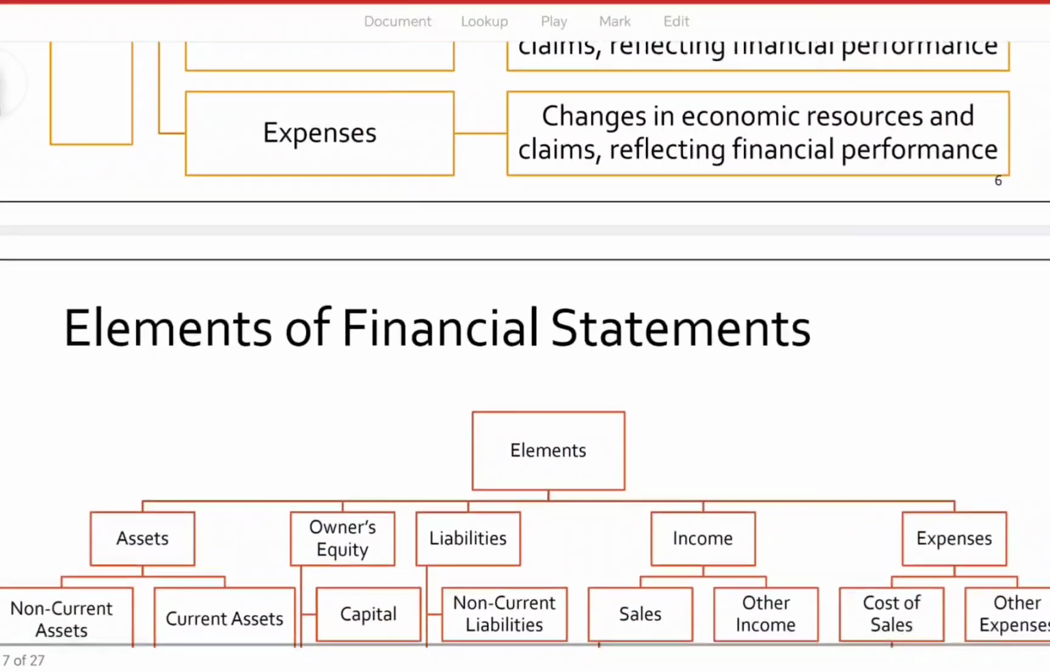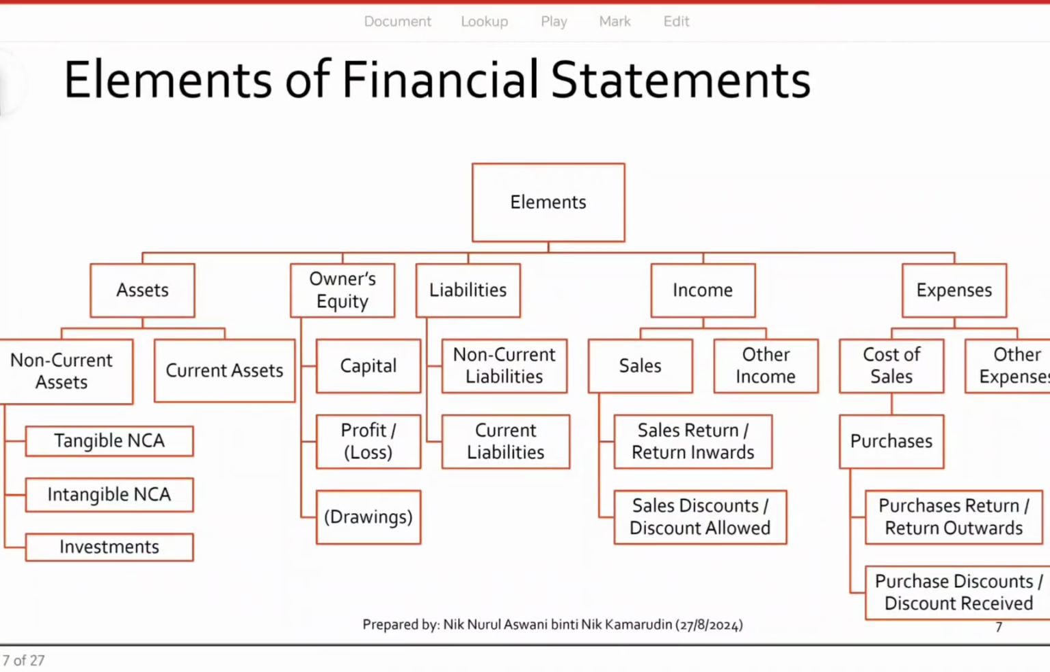So let's look at the breakdown of the elements of the financial statements. When you present them in the statement of financial position or in the statement of profit or loss, we actually further divide the asset, liabilities, income and expenses into other categories. For example, for the asset we have non-current asset and current asset. For the non-current asset, we can divide into tangible non-current asset, intangible non-current asset, and also the investment.